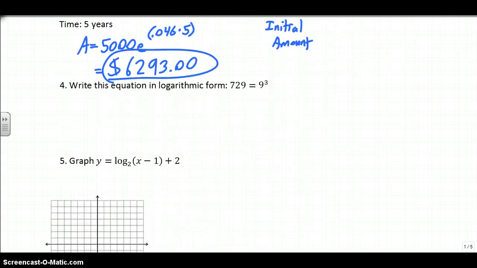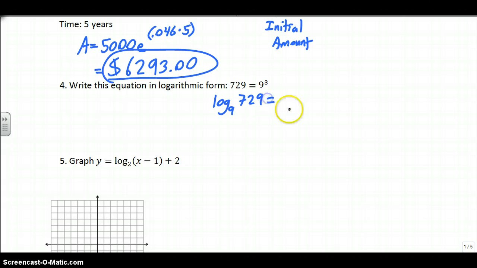All right. Number 4, write this equation in logarithmic form. 729 equals 9 to the 3rd. Currently, it's in what we call exponential form. So I have to log both sides. Since I want to get the 3 out of the exponent, I'm going to log base 9 of both sides.